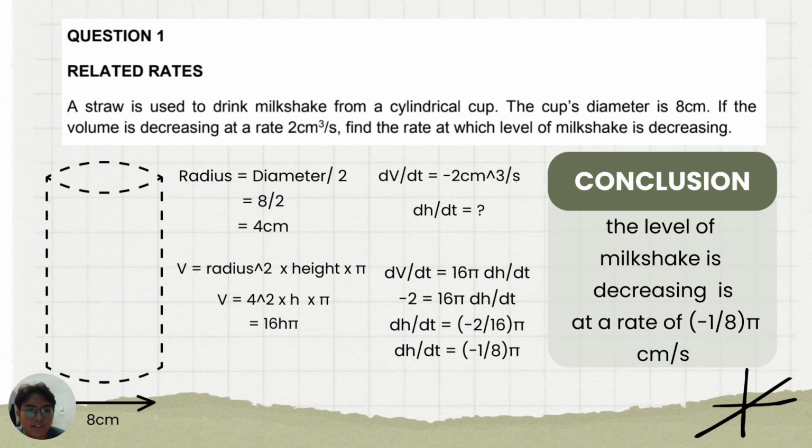Now we input the value of dV over dt, negative 2 equals to 16 pi dh over dt. dh over dt will be equals to negative 2 over 16 pi. dh over dt equals to negative 1 over 8 pi. So to conclude the question, the level of milkshake is decreasing at a rate of negative 1 over 8 pi centimeter per second. Thank you very much, and now I'll pass the video to my colleague.